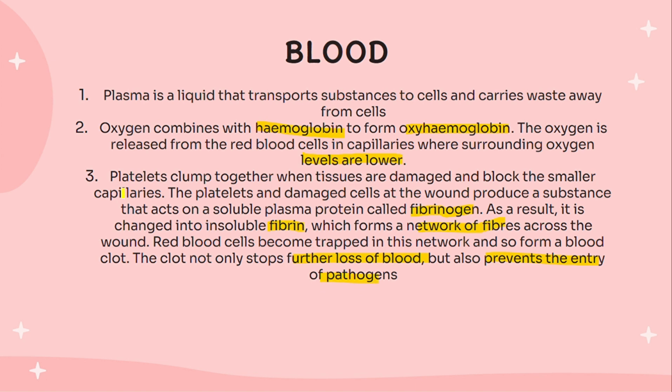So we need to know about the clotting process, that it turns from a soluble to an insoluble state, so fibrinogen turns into fibrin and creates a mesh or a network of fibers. And the process of clotting is to reduce the blood loss and to prevent pathogens from entering your body.